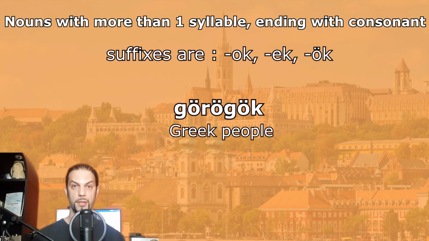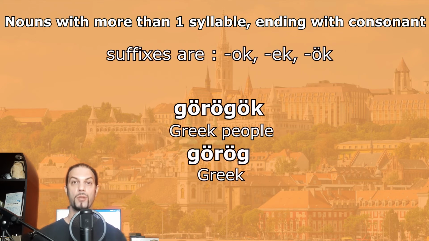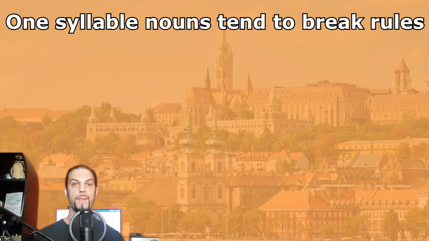Görögök, Greek people. Görög means Greek, so literally the plural form means Greeks. I think it works in English as well. Görögök. Now, this rule doesn't always apply to nouns with one syllable.